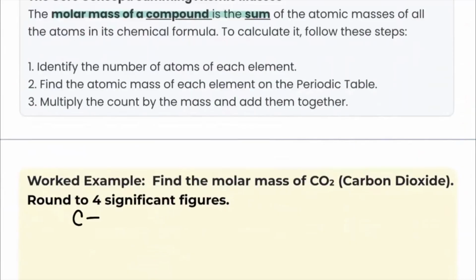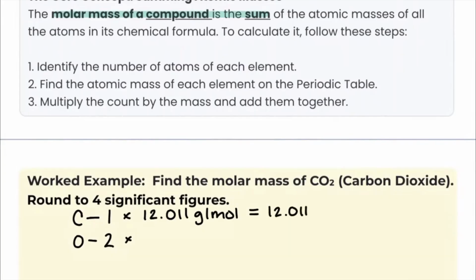Then you go to the table and you find the atomic mass of each element. On the periodic table, carbon is 12.011. My periodic table has a little bit of extra digits, so definitely be comfortable using the periodic table that your teacher gives you. But anyways, if we multiply 1 times 12.011, we end up getting the molar mass of carbon in CO2 to be 12.011 grams per mole.